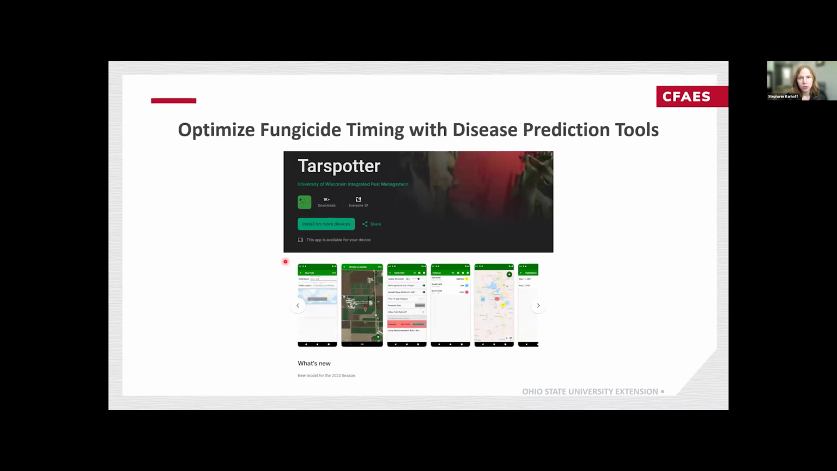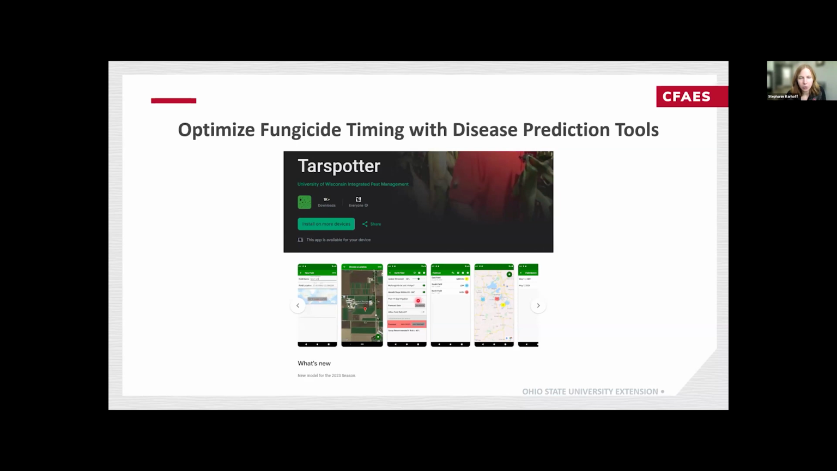And that fungicide use, it's going to be optimized if you do have the flexibility in your spray program to time it using some disease predictive tools. A new one that's available as a mobile app is Tar Spotter. So this is housed by the University of Wisconsin-Madison, but it does use modeling data and spore trapping data from Ohio. And you can download this to your phone, either Android or iPhone, and load your different field locations.